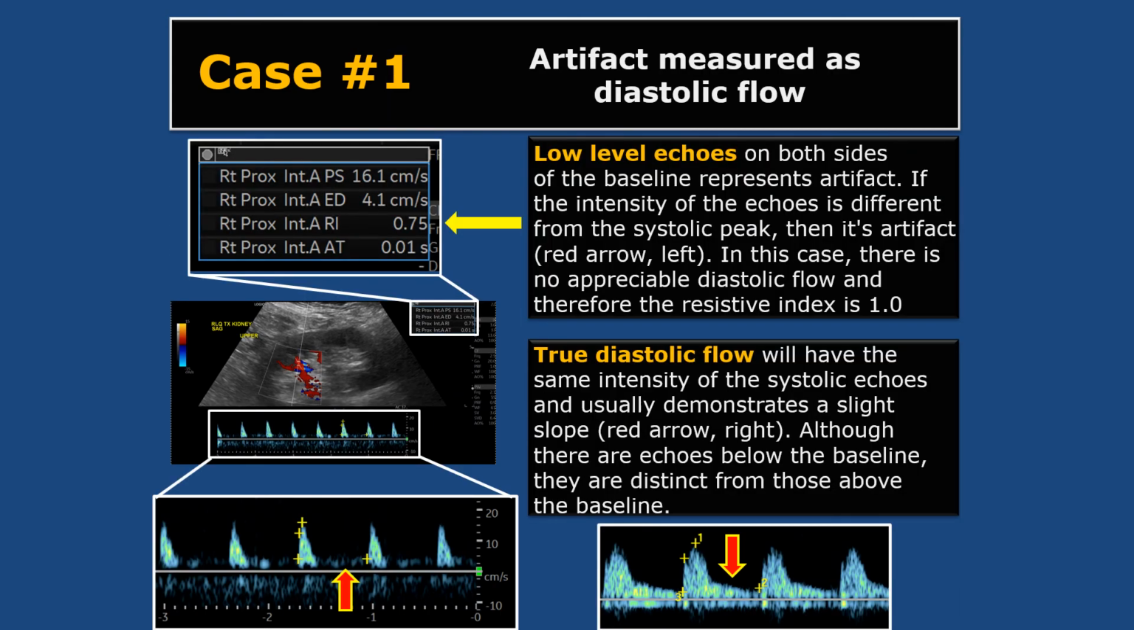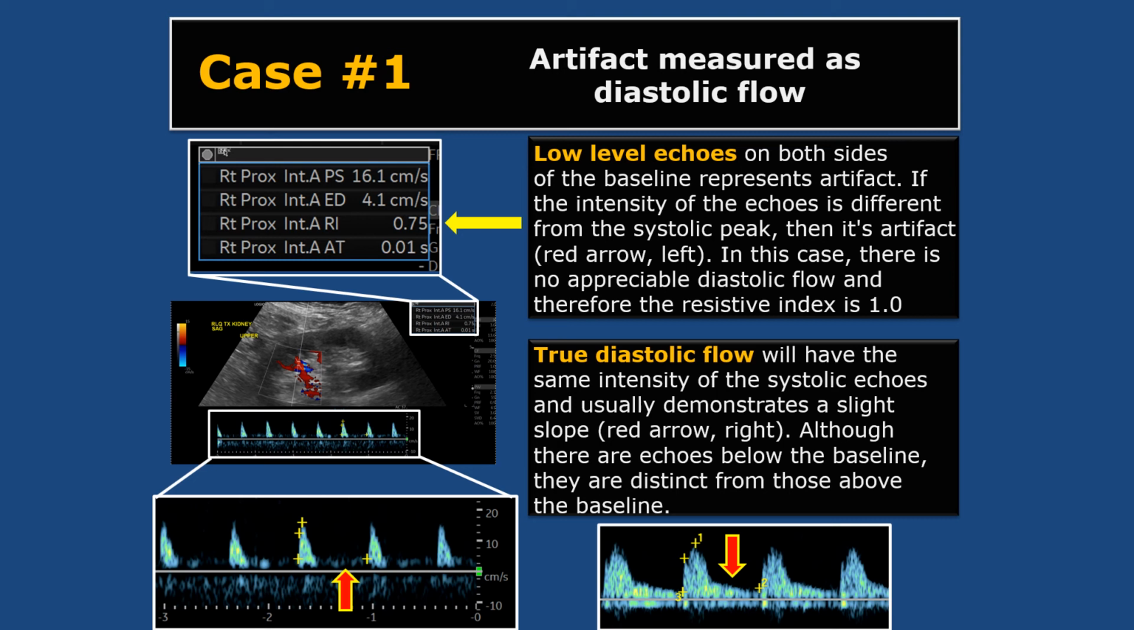Those are very weak, low-level echoes that are above and below the baseline. If this is true diastolic flow, then the intensity, the amount of whiteness to this spectral waveform, should equal the systolic intensity. These are very low-level echoes. The systolic is very bright. This shows that this is artifact and not true flow throughout the cardiac cycle. In this image on the right, you can see that the diastolic component intensity equals the systolic component of the waveform, and therefore this is normal arterial flow throughout the cardiac cycle.